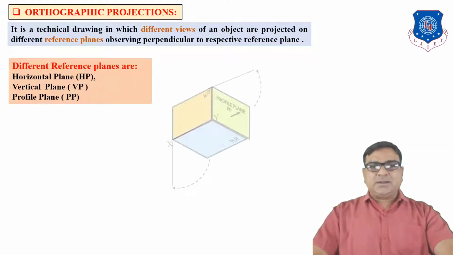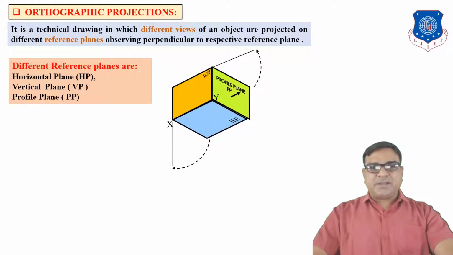There are three types of reference planes: horizontal plane, vertical plane, and profile plane. Here you can see this is the horizontal plane and this is the vertical plane. HP and VP are always perpendicular, meaning the angle between these two planes is 90 degrees. Another plane, the profile plane, is always perpendicular to HP as well as to VP. So there are three main reference planes.